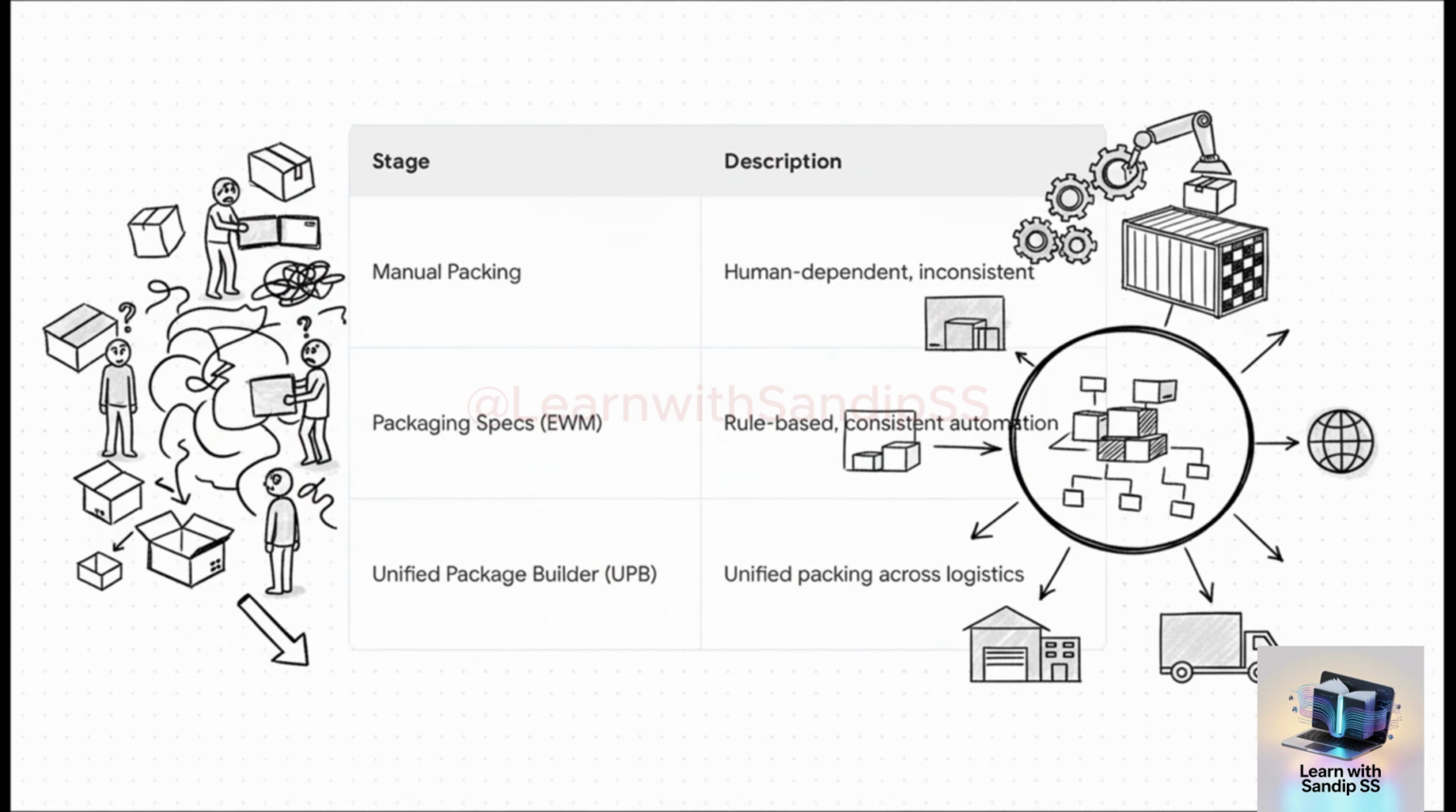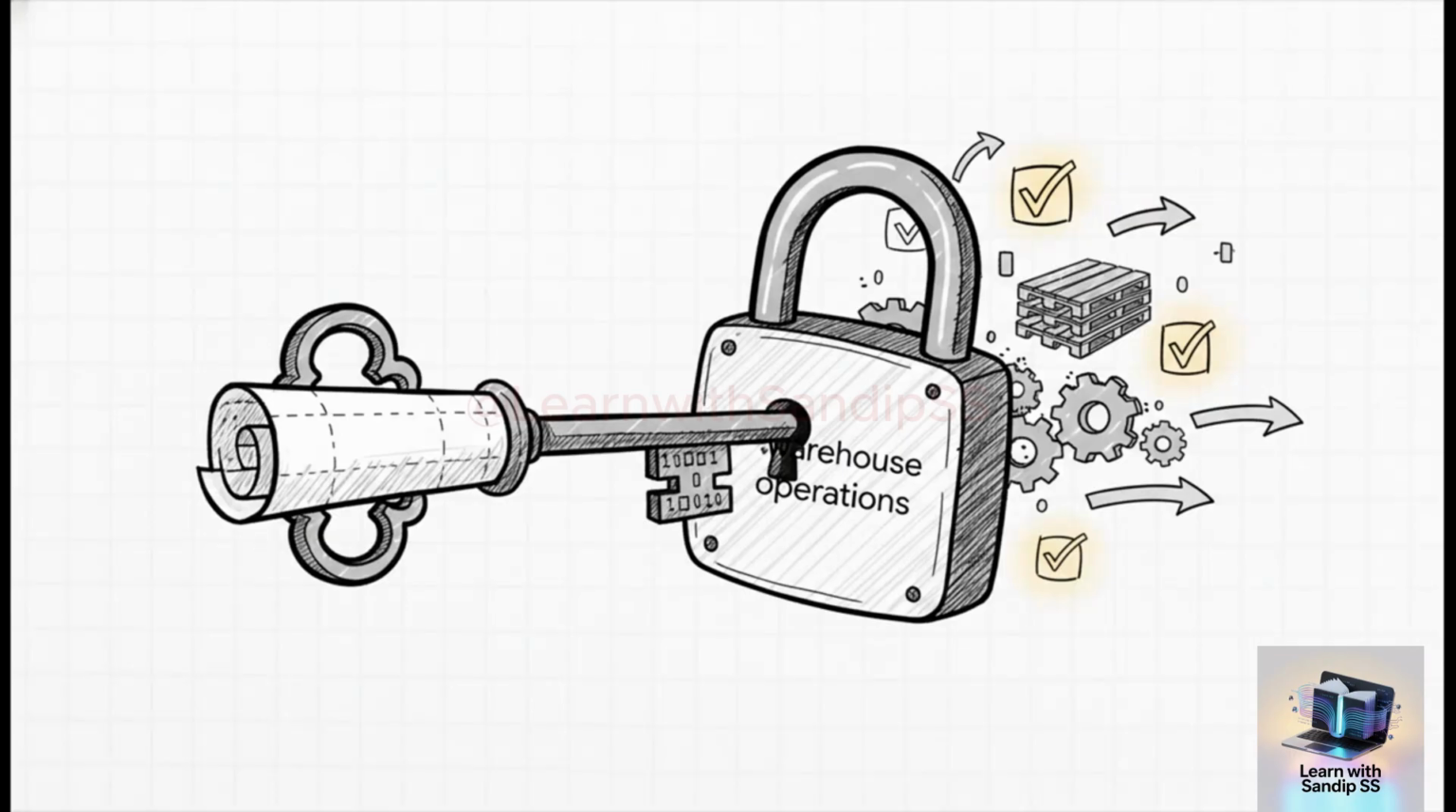And you can really see this clear line of evolution. We started with manual packing, totally human-dependent, totally inconsistent. Then we took a huge leap forward with packaging specifications in EWM, giving us rule-based, consistent automation. And the journey doesn't even stop there. The next chapter is something called the Unified Package Builder, or UPB, which is all about creating one common packing language that works across your whole supply chain. But for today, if there is one thing you remember, let it be this: a well-defined blueprint. Your packaging specification is the absolute key. It's the thing that unlocks automated, intelligent, and most importantly, consistent operations across your entire warehouse.